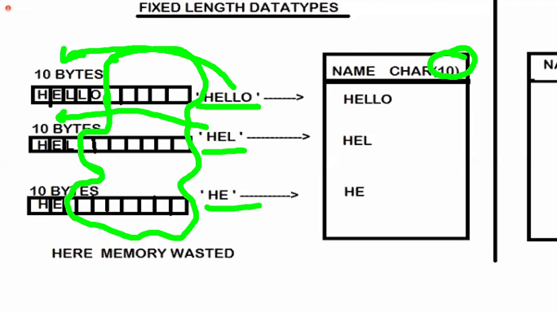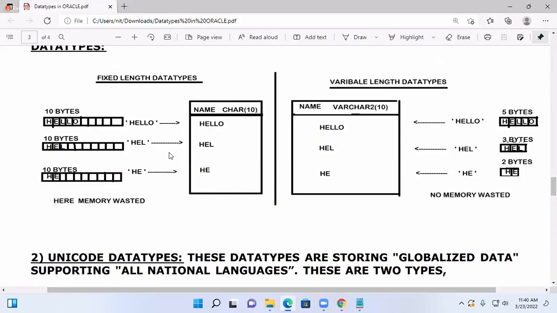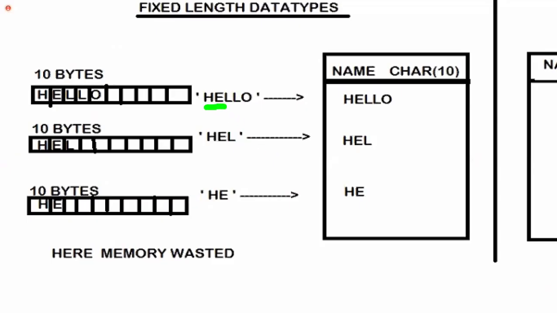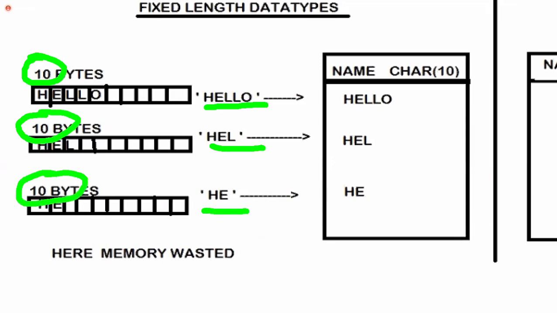And why is it called static? Why do people call it static? Can you see one point here if you check? For the hello expression, how many bytes? For the hell expression, how many bytes? For the he expression, how many bytes? Now tell me, does the allocation of memory change or not change?